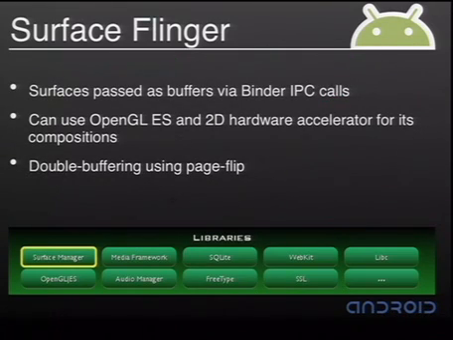So surfaces are passed as buffers via binder IPC calls. Again, that's a very high performant way of passing these from different applications and out to the Surface Flinger and down to the frame buffer. We can use OpenGL ES and 2D hardware accelerator for its compositions.